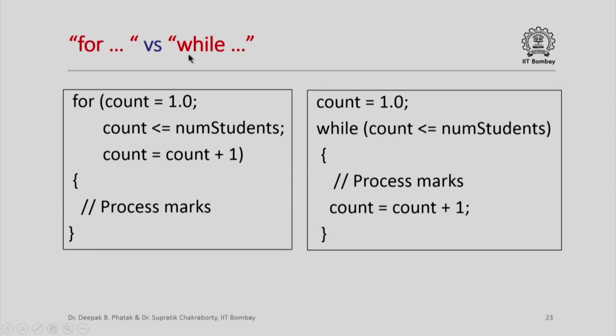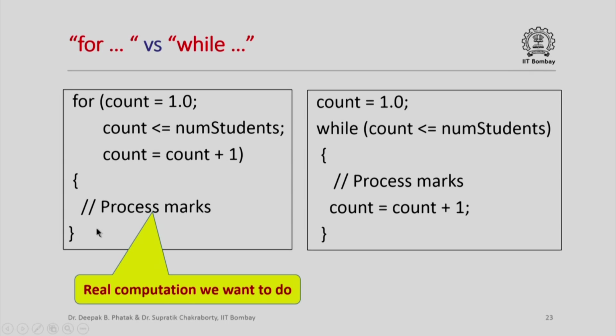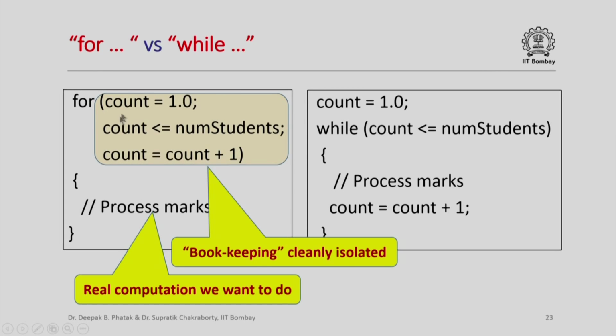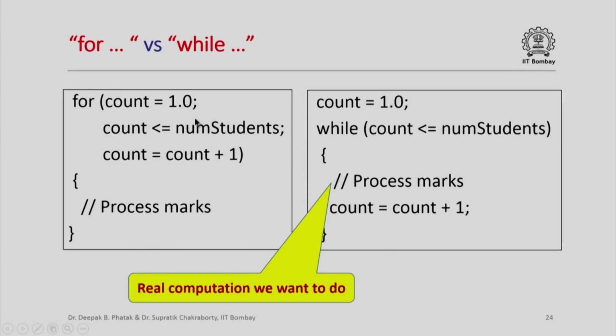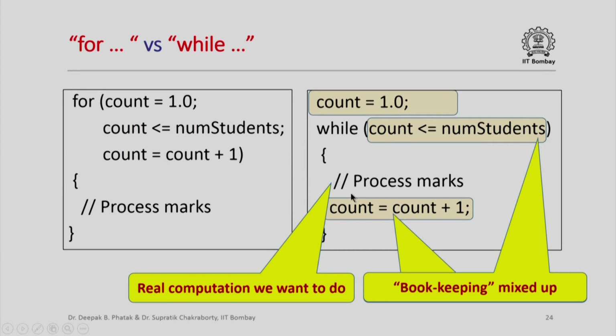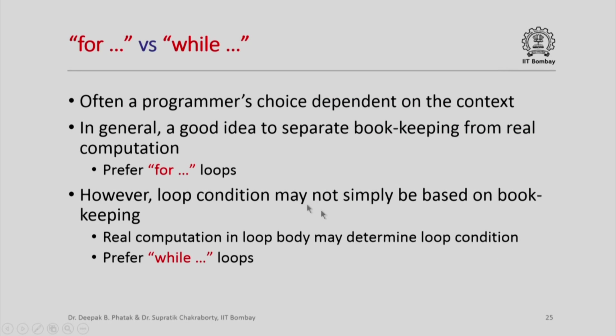Now, which should we use, for or while, in a particular application? It depends on the application. One thing to note is that in a for loop, the real computation we want to do is exactly in the for loop body, whereas the other parts, initializing count, incrementing count, checking the value of count, are all bookkeeping and they are cleanly isolated. Whereas in a while loop, the real computation gets mixed with the bookkeeping. However, it is really a programmer's choice that depends on the context.